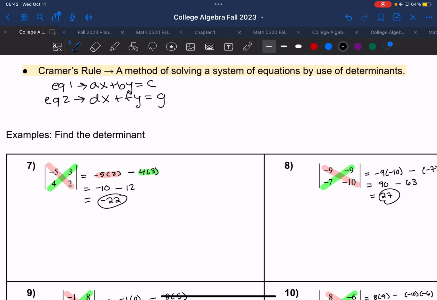So in order to find the x and y value, the x value is going to be the determinant of x over the determinant of the function.